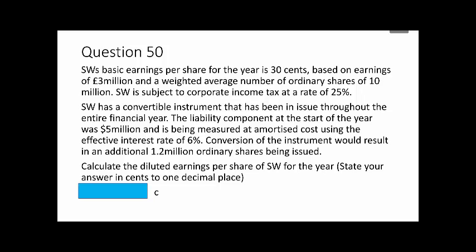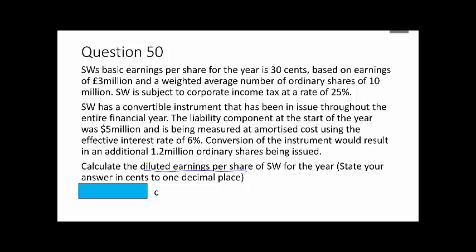Question 50 asks us to calculate the diluted earnings per share for SW. So in this case, if we look back through the example, it tells us that the company has convertible instruments that have been in issue throughout the entire financial year. The liability component at the start of the year was $5 million and is being measured at amortised cost using an effective interest rate of 6%. Conversion of the instrument would result in an additional 1.2 million ordinary shares being issued.